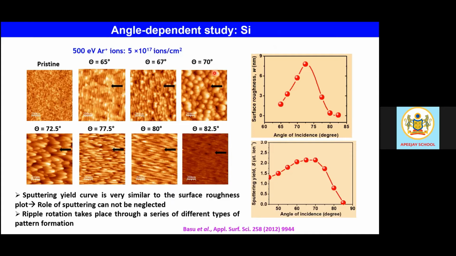At 70 degree, it turns out to be mounts, and at 72.5 degree, it becomes facet formation with a directionality parallel to the ion direction. The facets point towards that, and then needle-like structures pointing towards the ion beam direction appear at the next higher angle of incidence. Then the ripple orientation changes at an even higher angle of incidence, 80 degree. Okay, and finally the surface becomes flat.